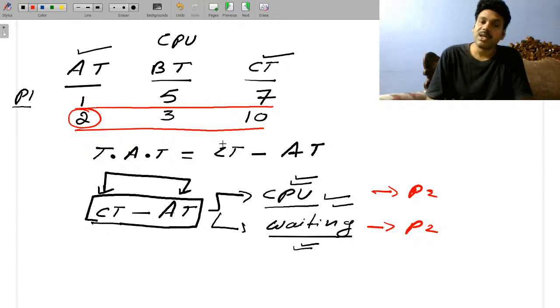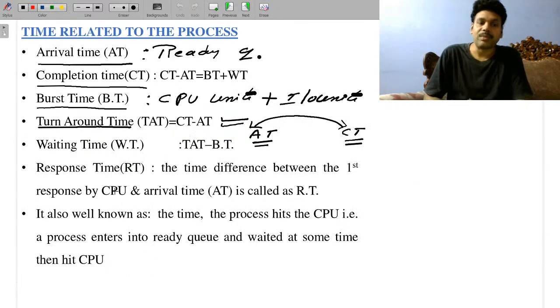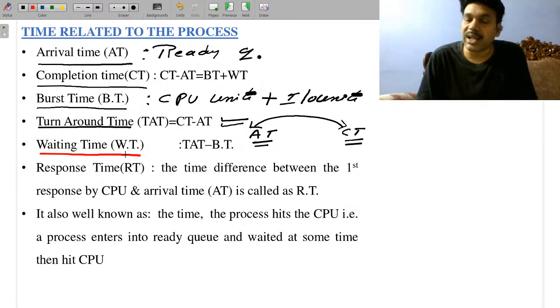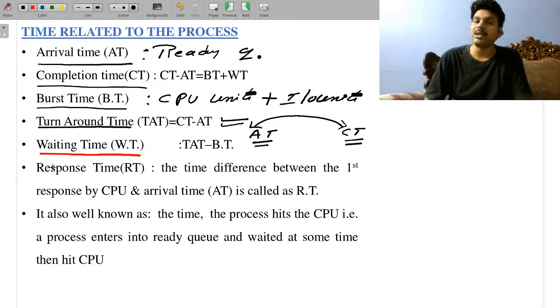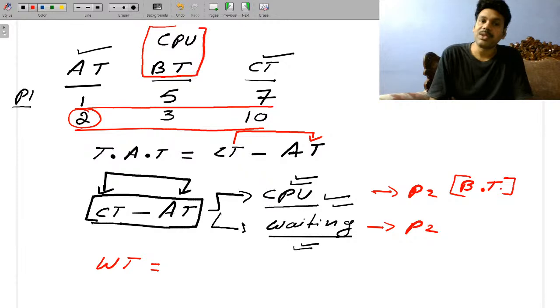So here friends, turnaround time is nothing but completion time minus arrival time. What is your waiting time? Waiting time is how much time the process is under waiting before it gets access to the CPU. That's what waiting time is. So your CPU time is nothing but what? Burst time. CPU time is burst time only.